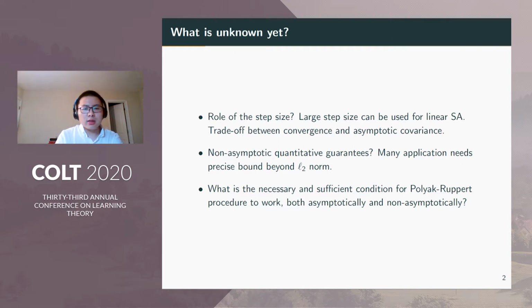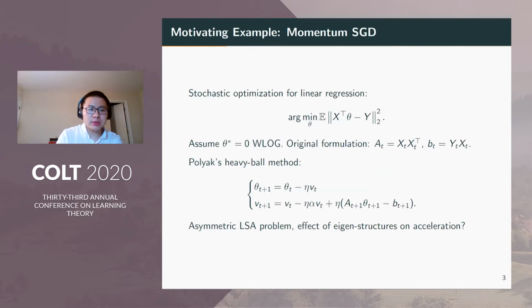The third question is, what is the necessary and sufficient condition for the Polyak-Ruppert procedure to work? In particular, the Hurwitz condition is needed in the asymptotic result. But what if this condition is violated? These three questions motivate our work.